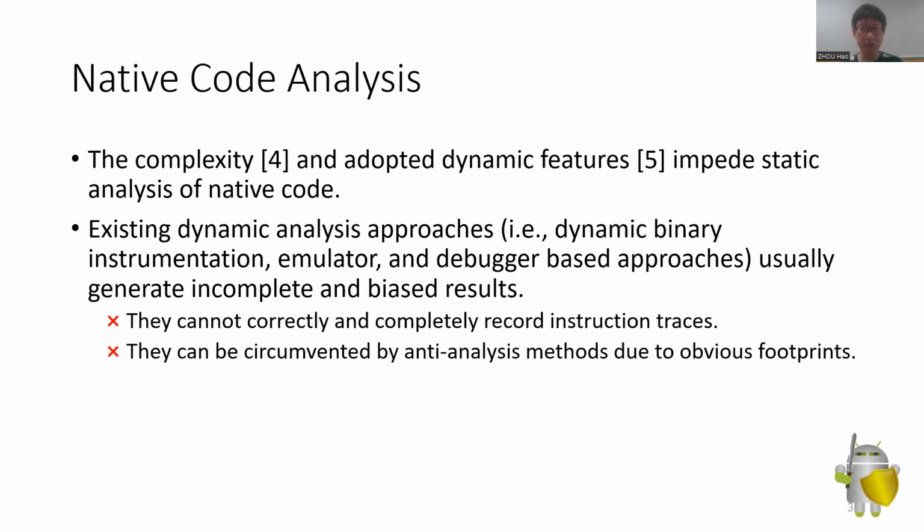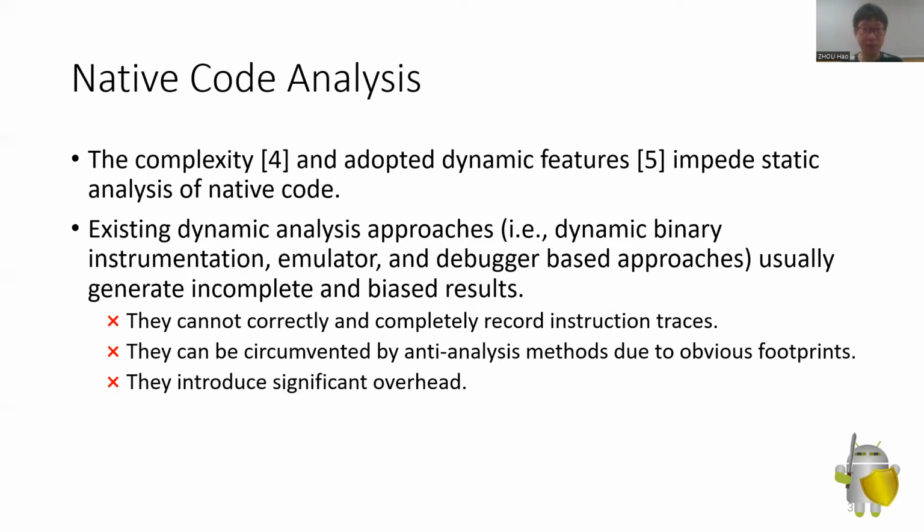The existing approaches can be easily defeated by anti-analysis methods in native code because of their obvious footprints. For example, debuggers change the status of the debugged process. Dynamic binary instrumentation loads extra libraries and code into the app's memory, and the emulator has special files and properties different from real systems. Once detected, malicious apps will hide their behaviors.